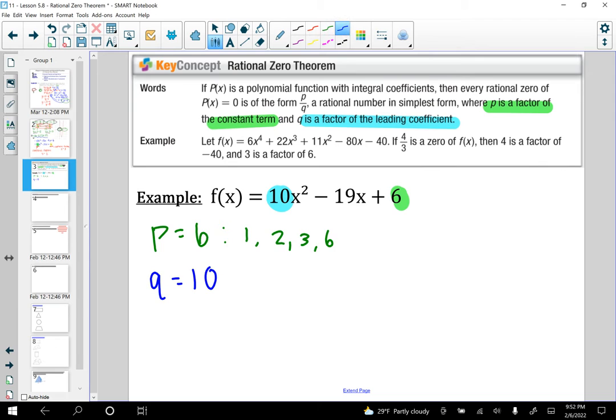And then all my factors of my leading coefficient. So my leading coefficient in this case was 10. Factors would be 1, 2, 5, and 10. Those would be my only factors of 10.